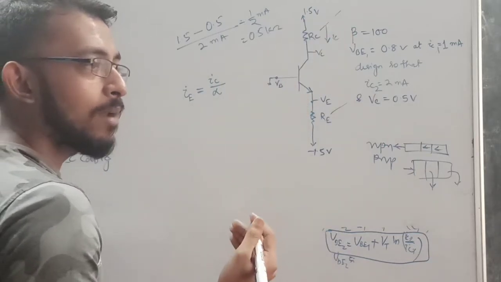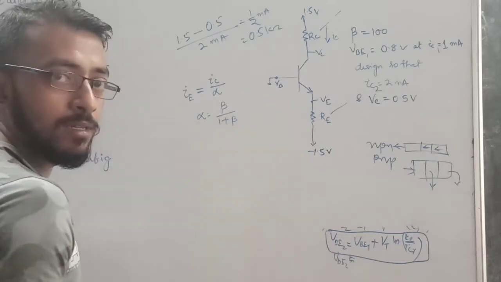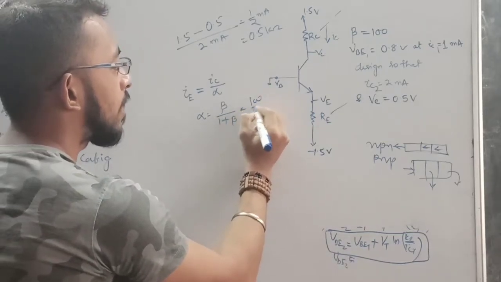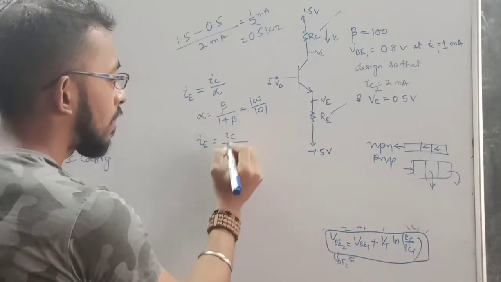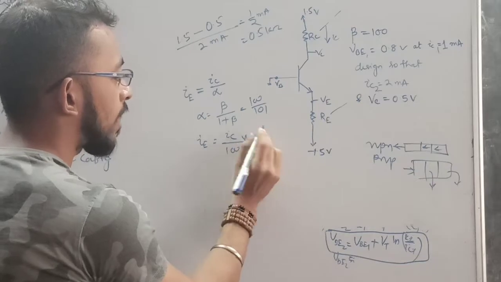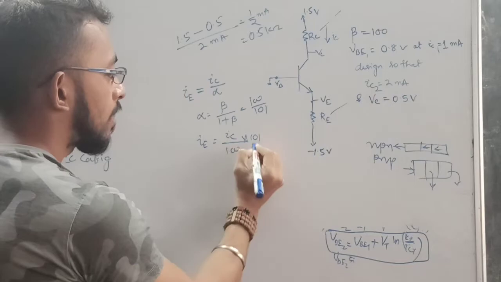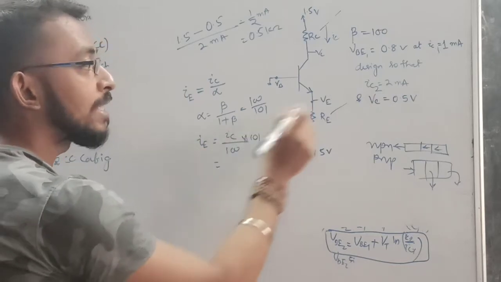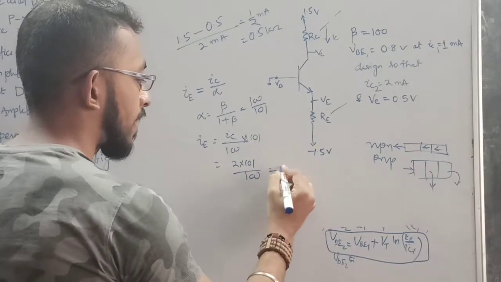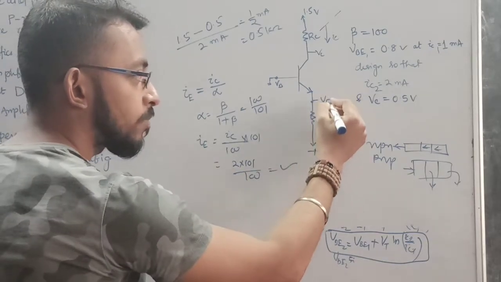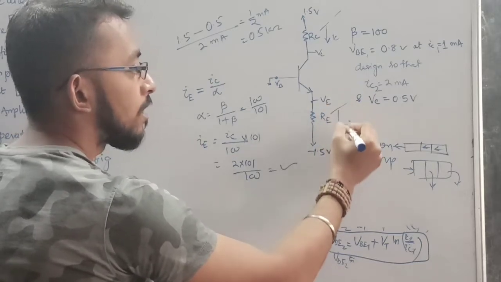Then how to convert alpha into beta? Alpha is nothing but beta upon 1 plus beta. Okay, then it is 100 upon 101. Then my IE becomes IC upon 100 by 101. Yes, it is 100 upon 101. From here, you put the value of IC as 2 milliampere. So 2 into 101 upon 100, and you will get the value of IE. This is the current that is flowing through this emitter section. Okay, this is the IE.